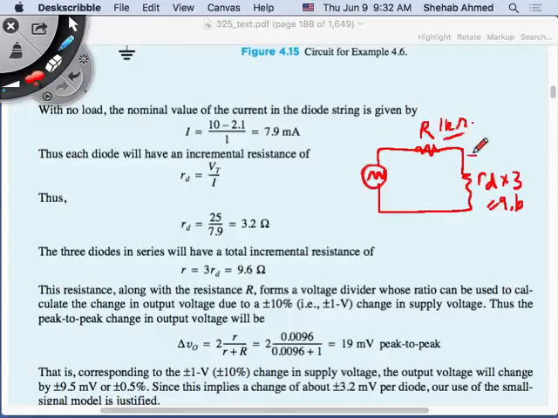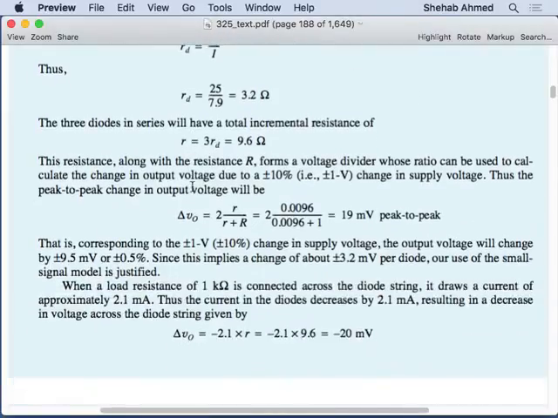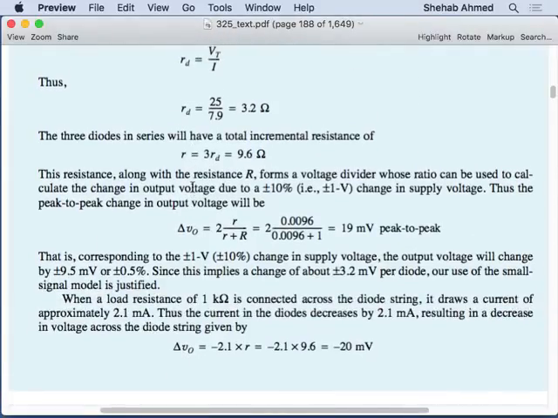So what is the voltage on the diode due to the ripple? The maximum ripple voltage is 2 volts, right? And then it's a voltage divider between the 9.6 ohms and the 9.6 ohm plus the 1 kilo ohm. Okay? Voltage divider across these 2 resistors. Okay, we're good. Next, okay, then we add a load.